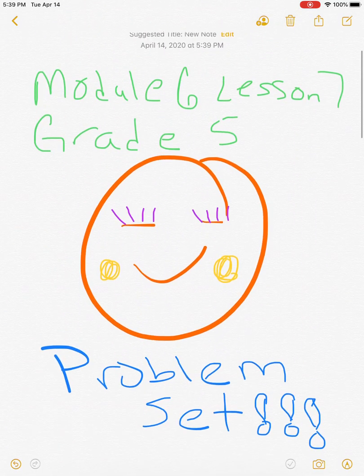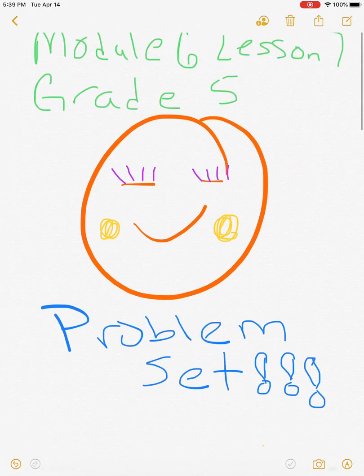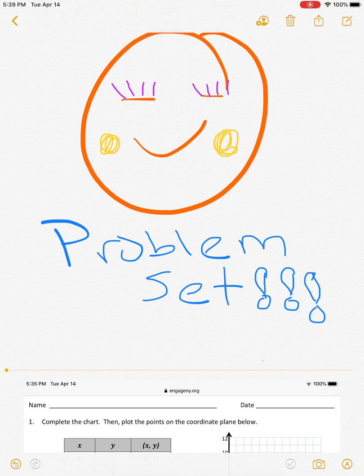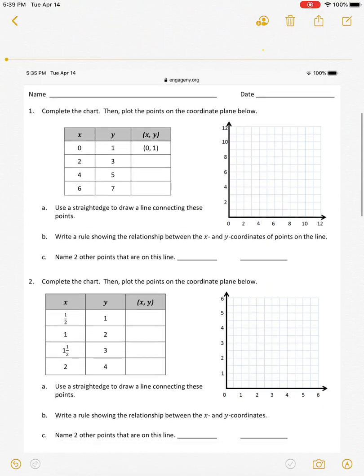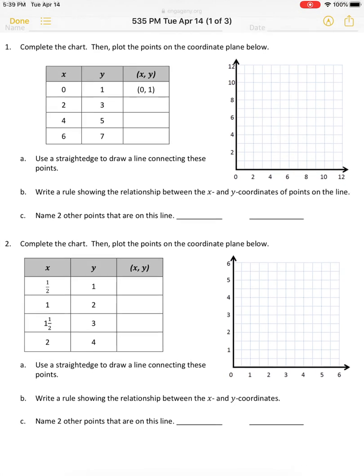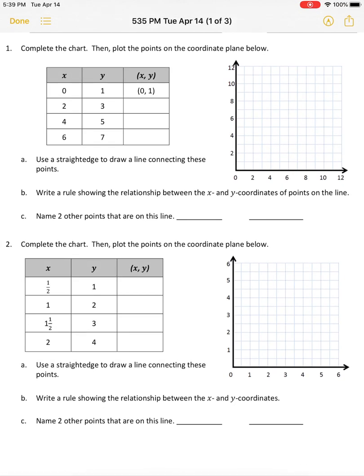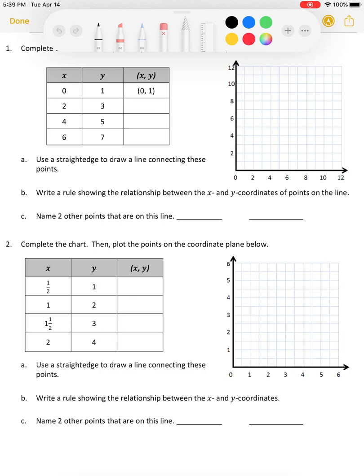Today we are working on Module 6, Lesson 7, Grade 5. And this particular video is geared towards the problem set. So let's hurry and try to make sure that we don't have to split it into two videos. Let's look at number 1, okay?